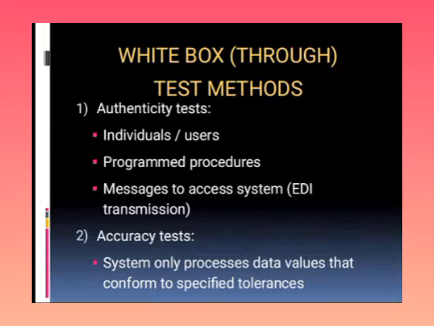First, authenticity tests, which verify that an individual, a program procedure, or a message such as an EDI transmission attempting to access a system is authentic. Authenticity controls include user IDs, passwords, valid vendor codes, and authority tables. The second one is the accuracy tests, which ensure that the system processes only data values that conform to specified tolerances. So the examples of the accuracy tests include range tests, field tests, and limit tests.